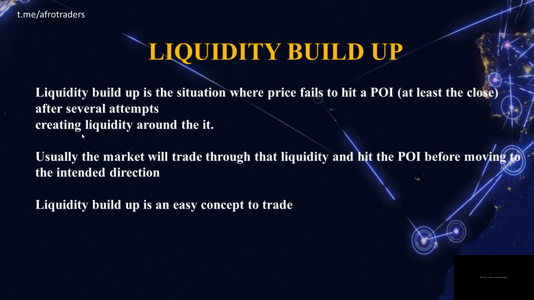So we have a point of interest, or an order block, a supply or a demand zone, or whatever kind of point of interest you think of. Price comes close to it on a first attempt, fails to touch it. That is the open of the candle. Price fails to reach the open of the candle and then comes back again for another attempt, maybe a second attempt fails, a third attempt fails, and so on, but it is considered liquidity build up even at one attempt. As we go on, you'll understand.